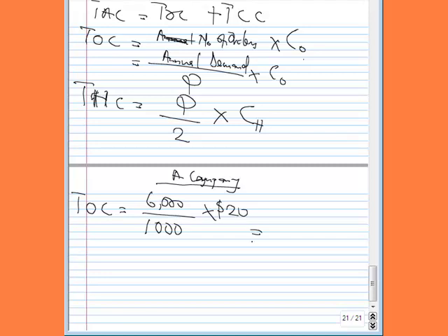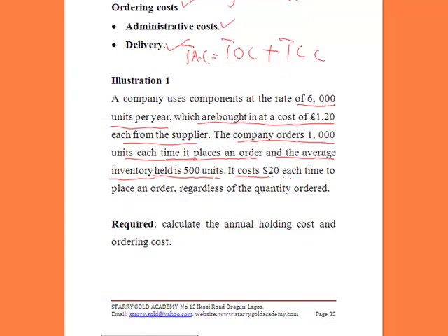So that's 6 times $20, and that gives us $120. Then the total carrying cost, or holding cost, per annum is given as the average stock times holding cost per unit. The average stock is given to us. The average inventory held is 500 units.